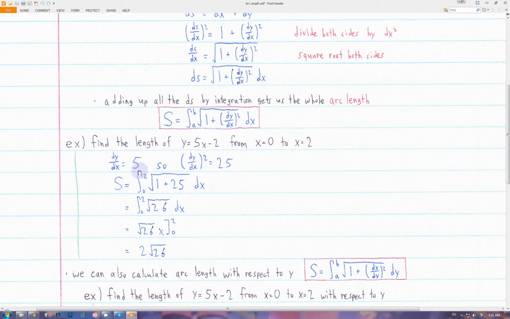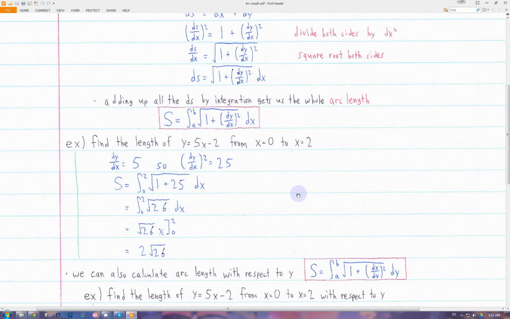So we have the integral from 0 to 2 of the square root of 1 plus dy/dx squared, which is 25. So that's just the square root of 26, which integrates to the square root of 26 times x, because it's just a constant. So the limits are from 0 to 2. So we have 2 square root 26 minus 0 square root 26, or just 2 square root 26. So that's the length of this line from 0 to 2.